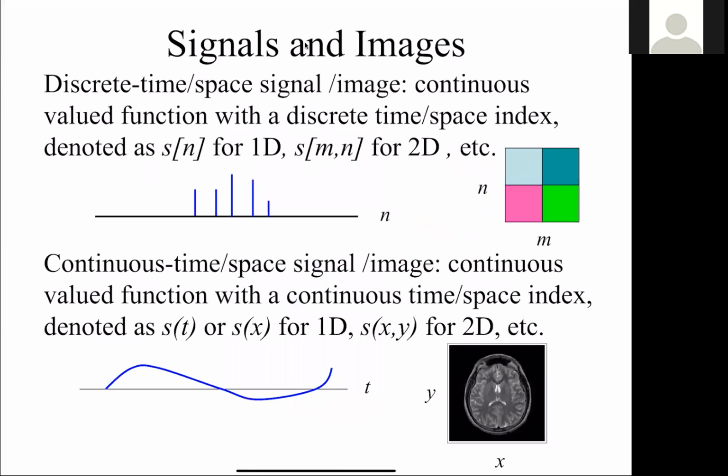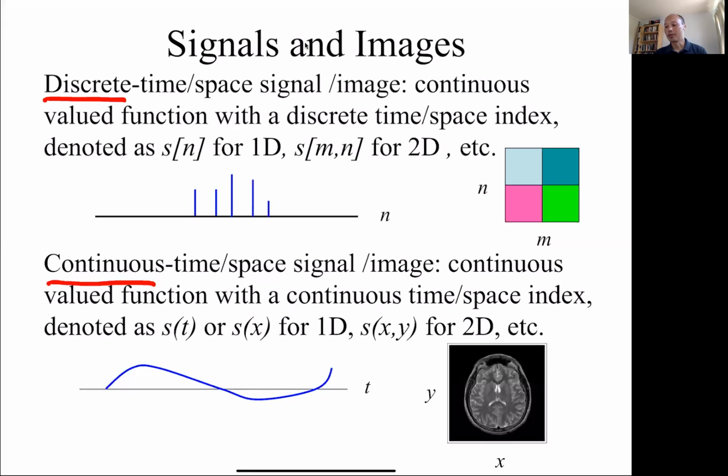Okay, we're going to shift gears a little bit. We've covered impulse responses a little bit, and we've talked about delta functions. The next thing I want to do is talk about how we represent signals and images. The main distinction we're going to make is between signals and images that are discrete and those that are continuous.